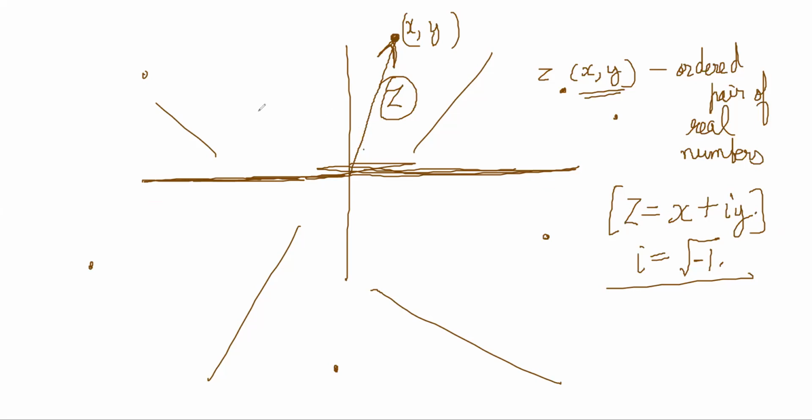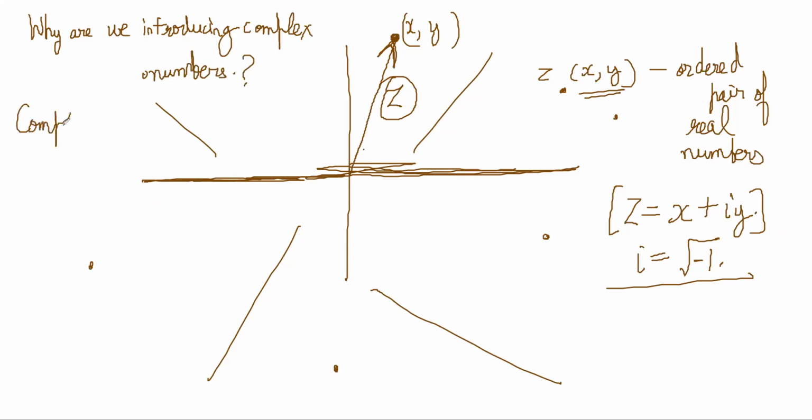Now, first of all, why are we introducing some new numbers, like complex numbers? That is one question. And the second observation is that complex numbers are as real as real numbers. Just because sometimes they are called imaginary numbers and all, doesn't mean that they are not real or anything. Why am I saying this?